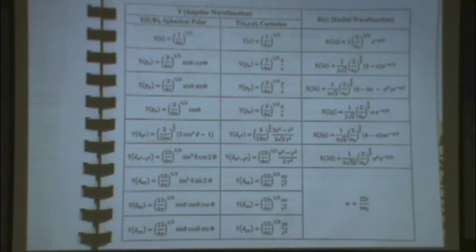The last column, we make a substitution. You see in this bottom box right here, sigma, the lowercase letter sigma, is a function of r. And so you'll see all the radial wave functions are functions of sigma, which is a function of r. And they all have e to the power, so they're all exponential. They all have exponential decay.